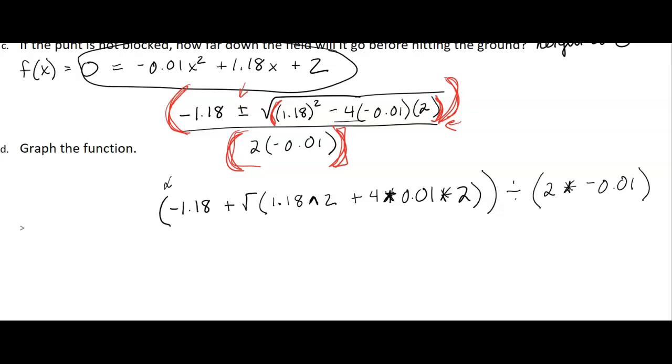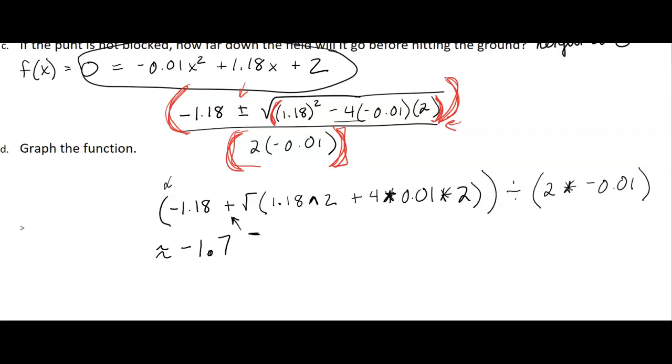Okay, when you do that, you should get about negative 1.7, I think. So it's not going to be a negative. That's if the punter is really bad and the punt went behind him. Okay. So it's not that case. So now do the whole thing again, but use the minus case.